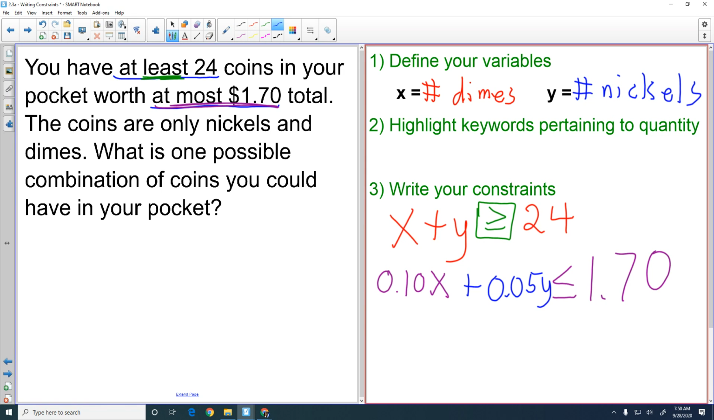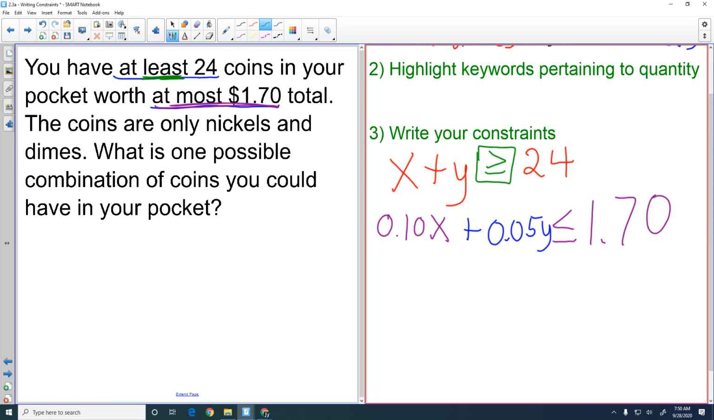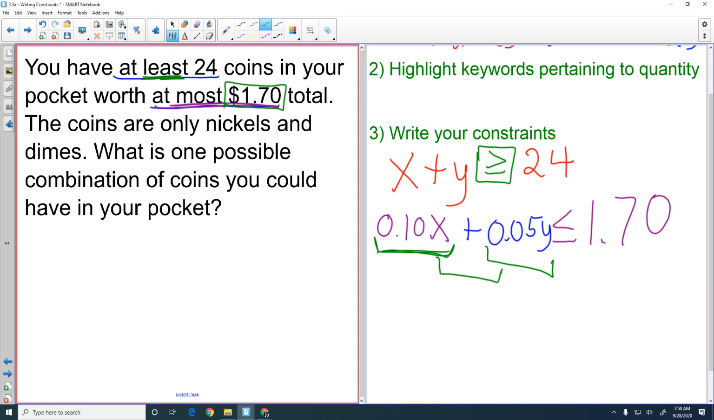And so now this inequality, whoa, what it's really showing me is this quantity right here is the total amount of money I have from my dimes in my pocket. This term right here lets me know how much money I have in terms of nickels. And when I add these both together, that's the total amount of money that I have in my pocket. And that total has to be less than or equal to $1.70, because $1.70 is the maximum amount of money that I have in my pocket with those 2 coins.